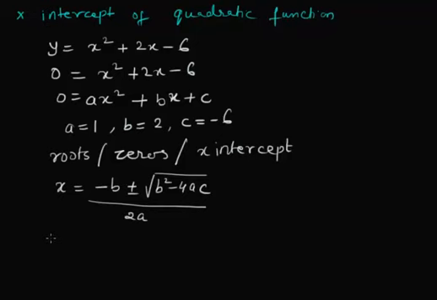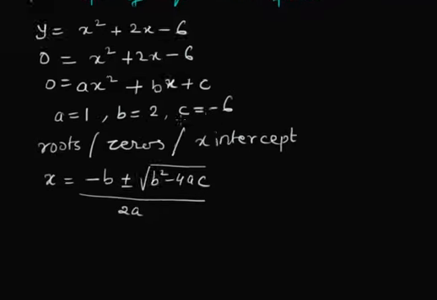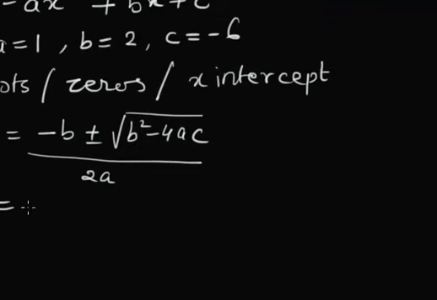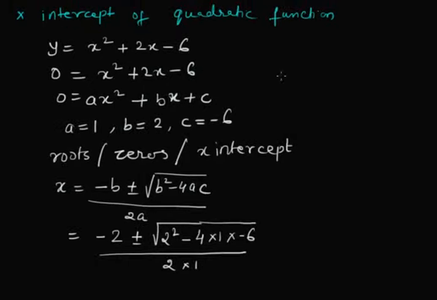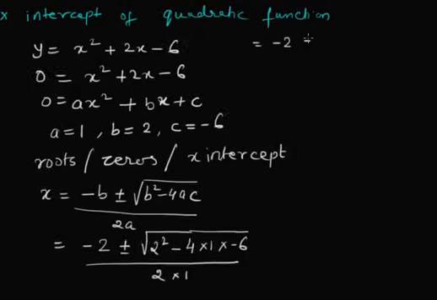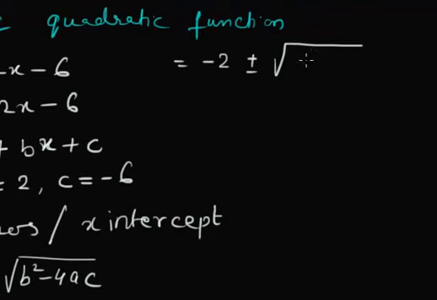So for this question, we already have the values of a, b and c. We are just going to substitute them here. Minus b is minus 2 plus minus under the root of b squared, which is 2 squared, minus 4, a is 1, c is minus 6, over 2, a is 1 again. So we have minus 2 plus minus under the root of 4, minus times minus is plus, 6 times 4 is 24, over 2.